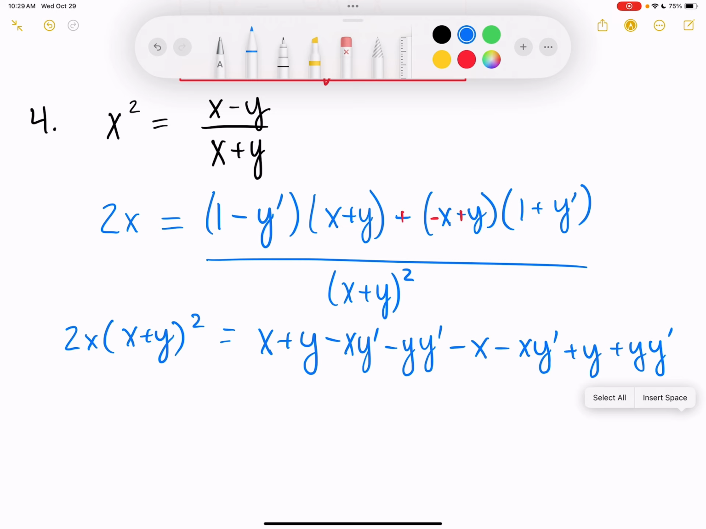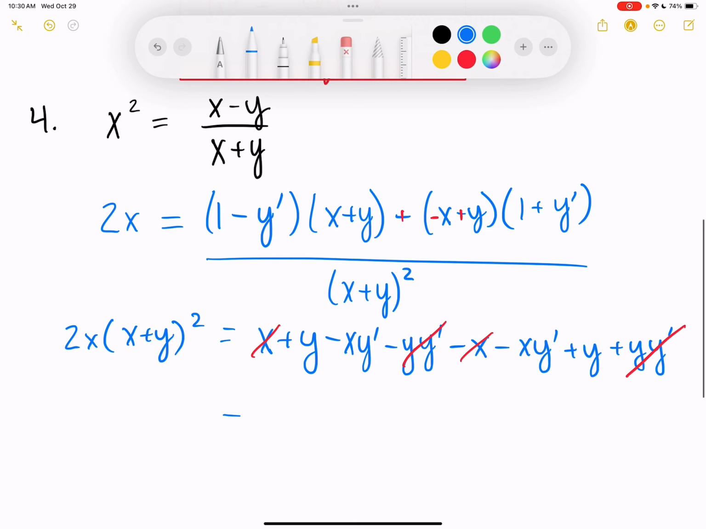Now at this point, obviously a lot of things end up canceling. So I've got an x canceling, x and negative x canceling. I've got a negative yy prime and a positive yy prime, so those are going away. Everything else looks like it has the same sign. So now over here on this side, I would have 2y minus 2xy prime, and then over here 2x times x plus y squared.